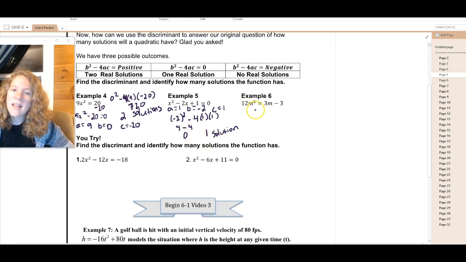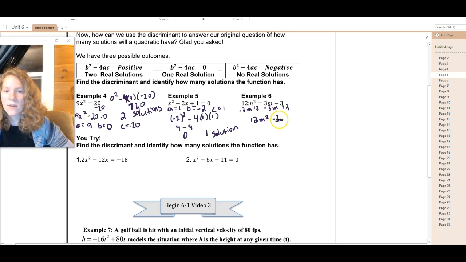Okay? On this last one, again, I've got to get everything on one side, so I can subtract the 3m and add the 3. So I'm going to do the same thing over here, subtract the 3m, add the 3, and I get 12m squared minus 3m plus 3 equals 0. So my A value is 12, my B value is negative 3, and my C value is positive 3.